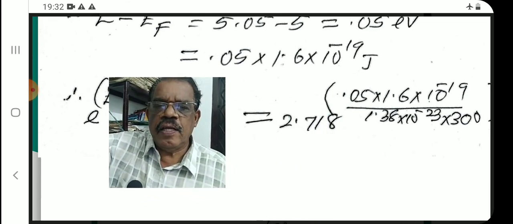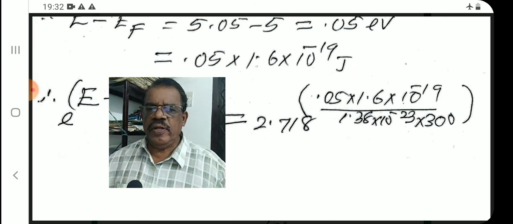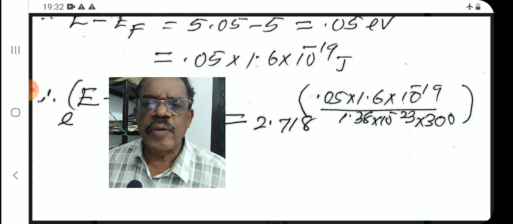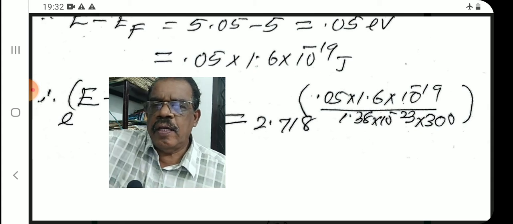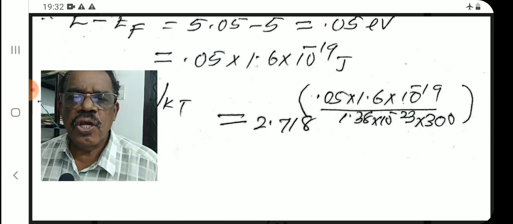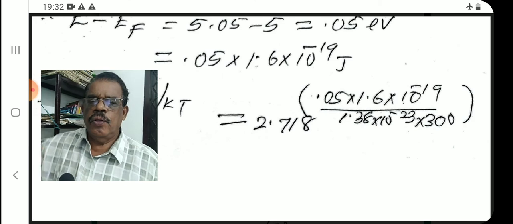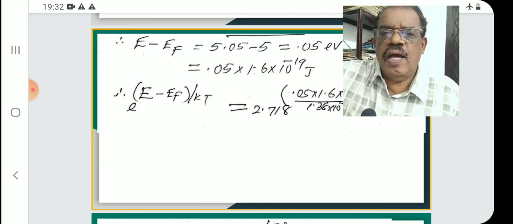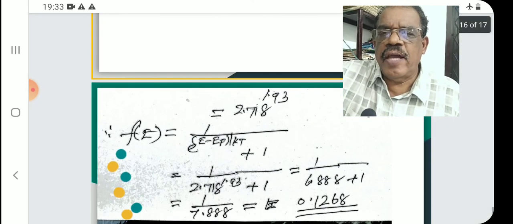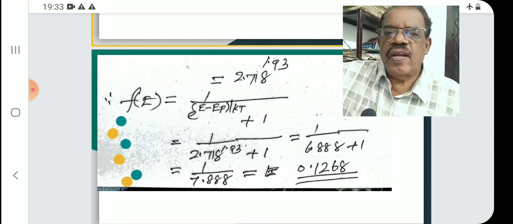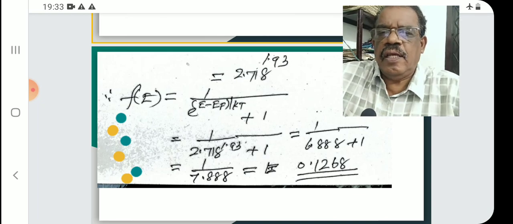The value of e, the base of the natural logarithm, is 2.718 raised to (E minus EF) by kT, where E minus EF is 0.05 into 1.6 into 10 raised to minus 19 joule, and k is Boltzmann's constant 1.38 into 10 raised to minus 23, into temperature 300. When we calculated that term in the power, we get 1.93. So that value is 2.718 raised to 1.93.